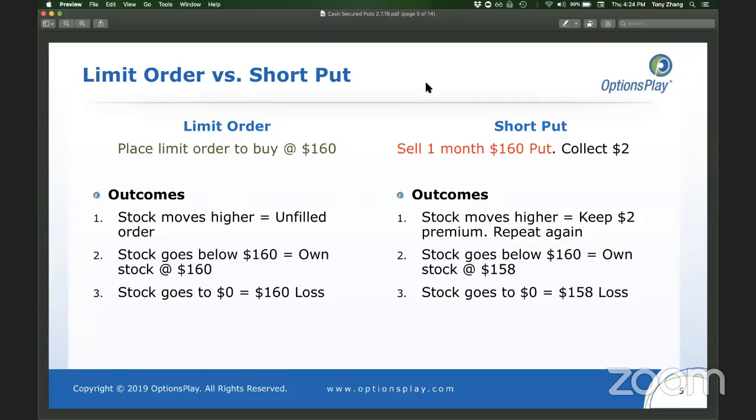Now, before I actually launch this poll, I want to ask a quick question. What are your thoughts on a short put strategy? For those of you that are familiar with it, I want to get a sense for how many of you currently use it, how many of you understand it but have not used it before, and how many of you feel that this strategy is too risky.